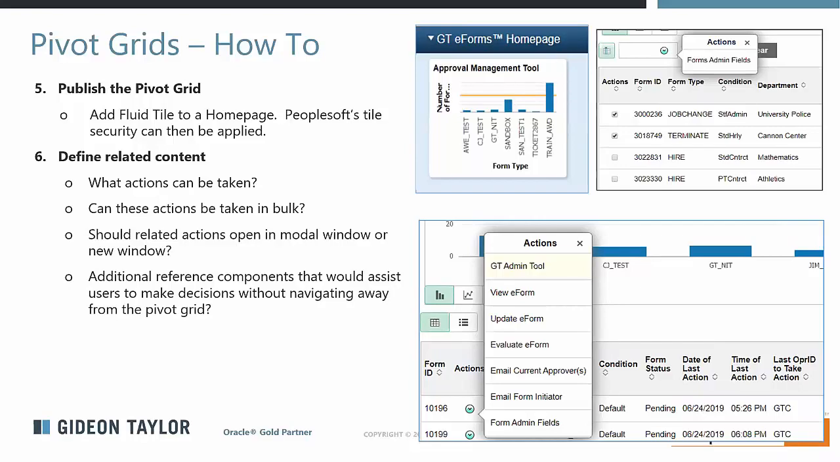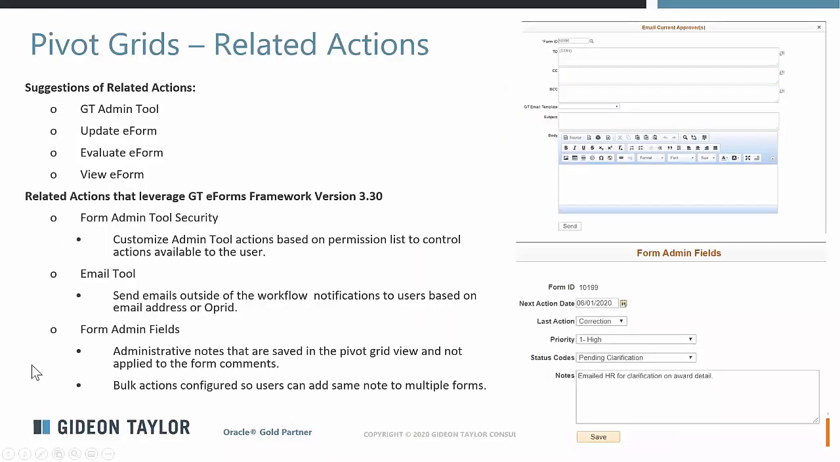And then is there anything additional reference-wise that would make it easier for our approvers or reviewers on this to know the form status or know what actions to take without them having to navigate away from the pivot grid. So once we've defined all of that, here's some more of the related actions. So again, just to recap, the top 4 are the ones that we suggest as related actions, revolving around the admin tool and how to options to open the form for viewing.